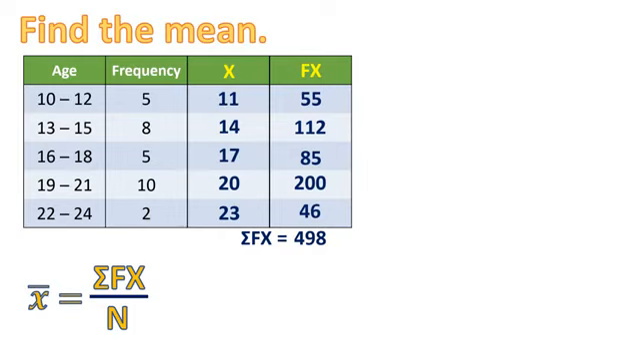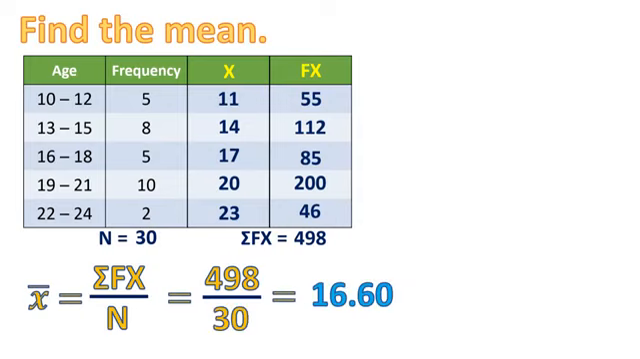And so we have the sum of fx, and then we still need the capital N. Sometimes we put the sum of f there, because n is actually the total frequency, or the sum of the frequency. So we'll solve for n, which is equal to, we add all 5 plus 8 plus 5 plus 10 plus 2, which is 30. So we will substitute all this: 498 divided by 30. If you use your calculator, you will get 16.60. And that's the mean, meaning that's the middle age based on the given grouped data.